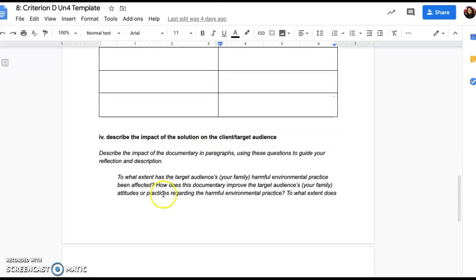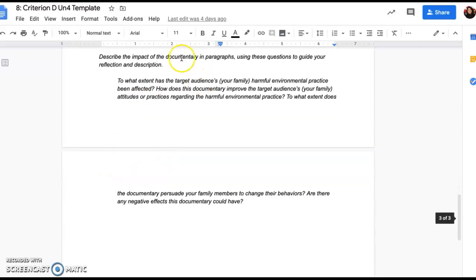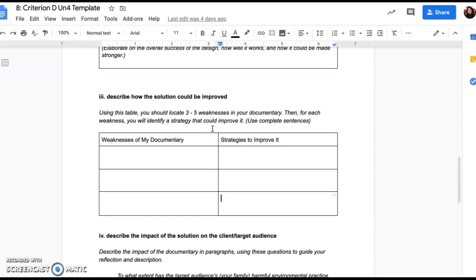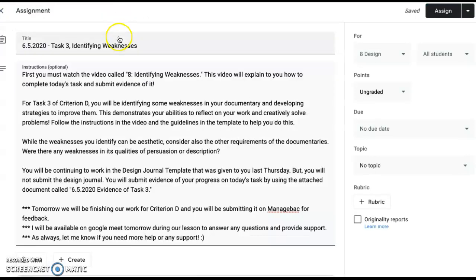But then tomorrow we're just going to be doing a final reflection where you are just going to be answering a few questions about your product, and then that will be your last task, and you'll submit all of your work for Criterion D tomorrow. Again, I will be available tomorrow in Google Classroom. As always, please let me know if you need any more help or support. The more you communicate with me, the more I can help you.